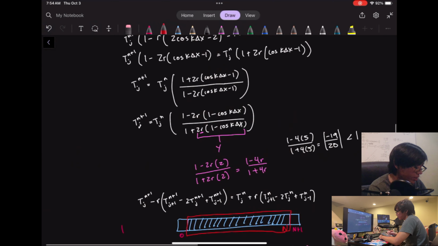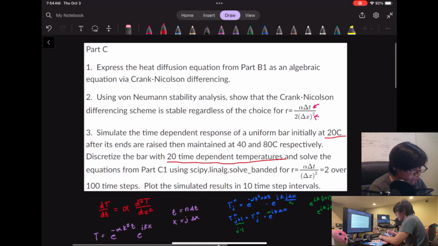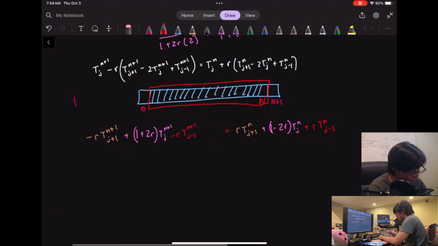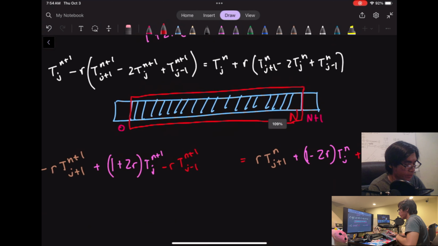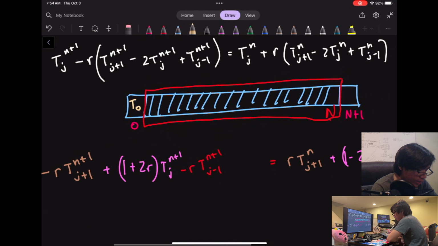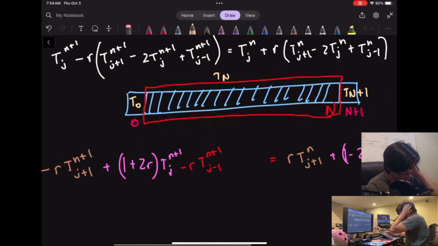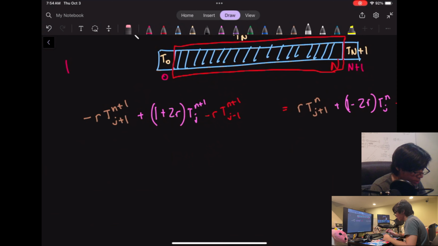I believe in our case, our problem says we want to do 20. So at 20 Celsius, to discretize the bar with 20 time dependent temperatures. So our N will be 20 in this case. Big N, not to be confused with our time indexing. So that will be N. And obviously our ends here are known. So this is T0 and obviously Tn+1. And then we have Tn unknown temperatures. So this will be our matrix that we'll be solving for.